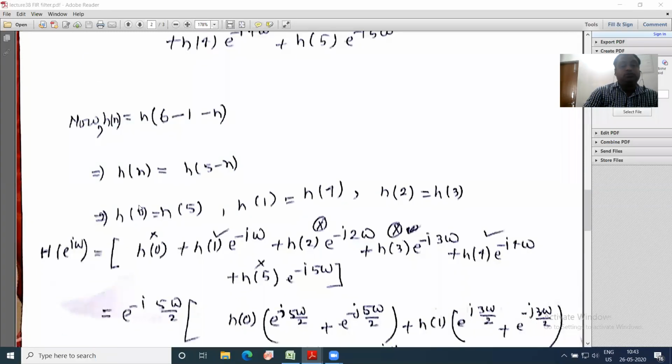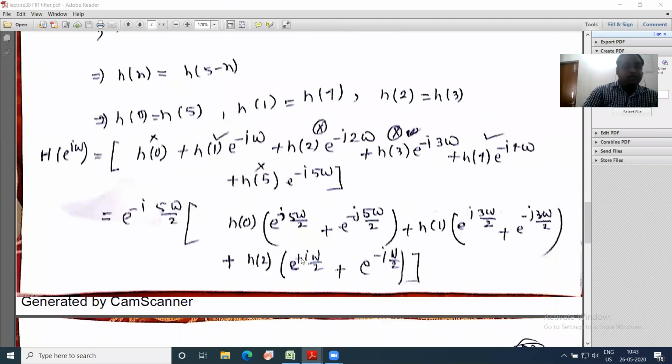Now if we put n equal to 0, h0 equals h5, and if we put n equal to 1, h1 equals h4, and h2 equals h of 5 minus 2, means h3. Now h0 equals h5, so I have to couple these two. Taking h0 common, we get e power j5 omega by 2 minus e power minus j5 omega by 2. This is one part.